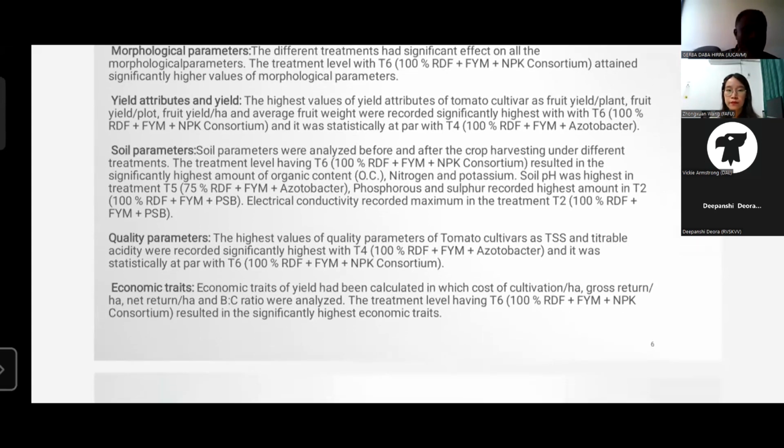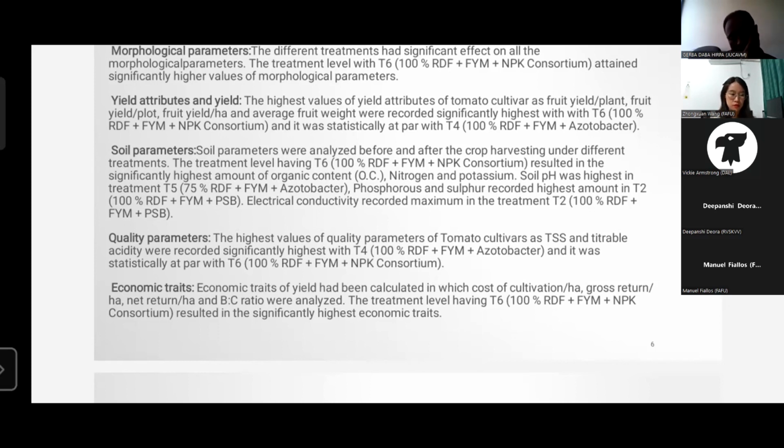Soil parameters were analyzed before and after crop harvesting under different treatments. The treatment T6, that is 100% RDF plus FYM plus NPK consortium, resulted in the significantly highest amount of organic carbon, nitrogen, and potassium. Soil pH was highest in treatment T5, that is 75% RDF plus FYM plus azotobacter. Phosphorus and sulfur recorded the highest amount in T2, that is 100% RDF plus FYM plus PSB. Electrical conductivity recorded maximum in treatment T2, that is 100% RDF plus FYM plus PSB.